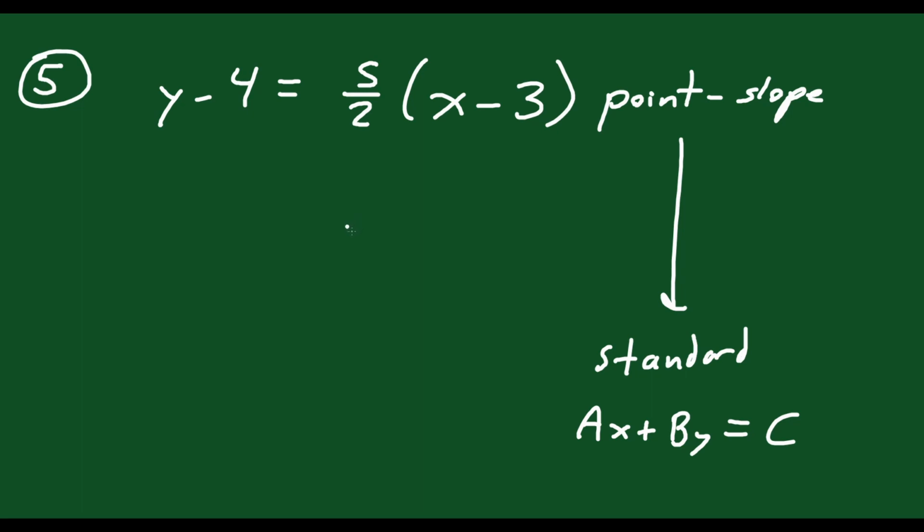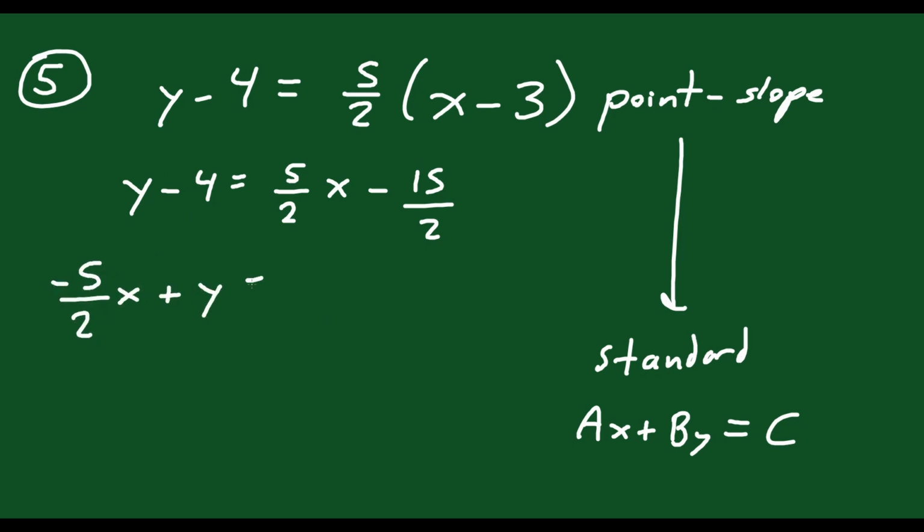Well, again, I think we should expand this to start, right? Multiply out this right-hand side. So you'll have y minus 4 equals 5 over 2 x minus 15 over 2, right? 5 over 2 times negative 3 is minus 15 over 2, just like that. Okay, now I want my x and y on the left, and I want my numbers on the right. So I'll bring this x over here, so you'll have negative 5 over 2 x plus y equals negative 15 over 2 plus 4. Let's put these two terms on the end together.